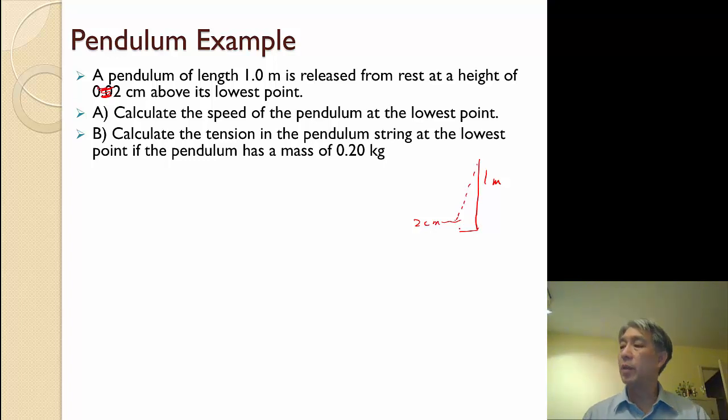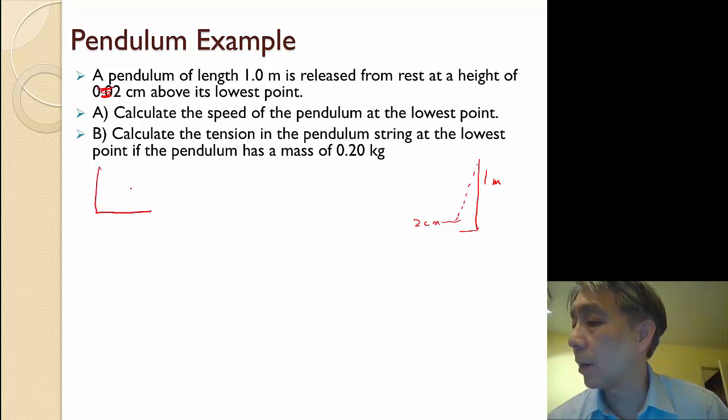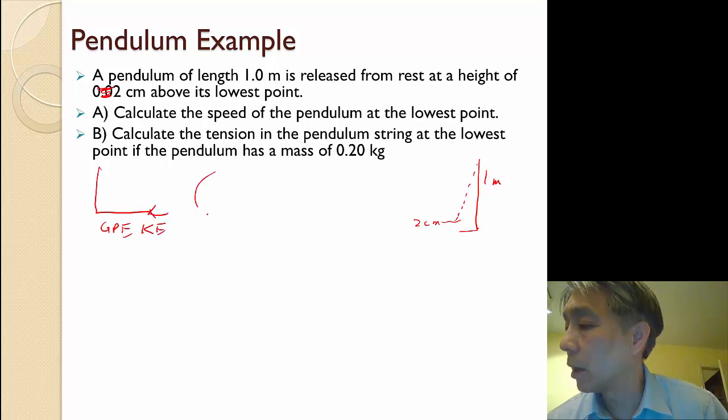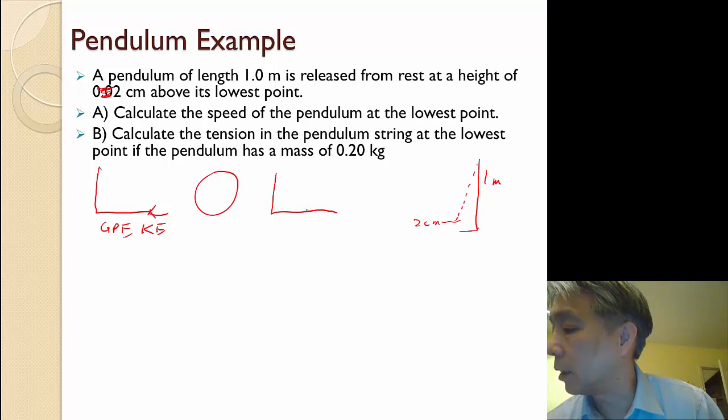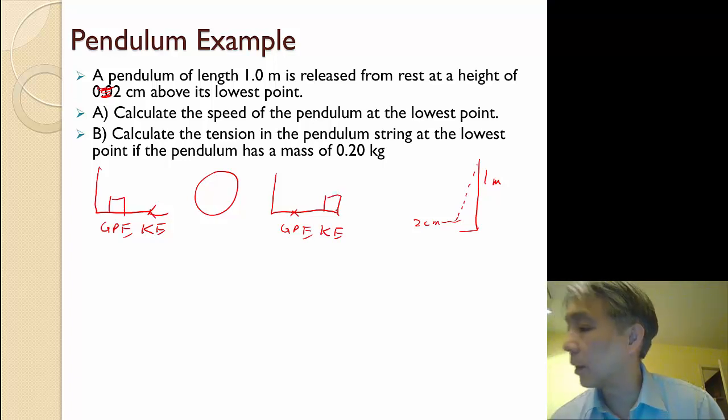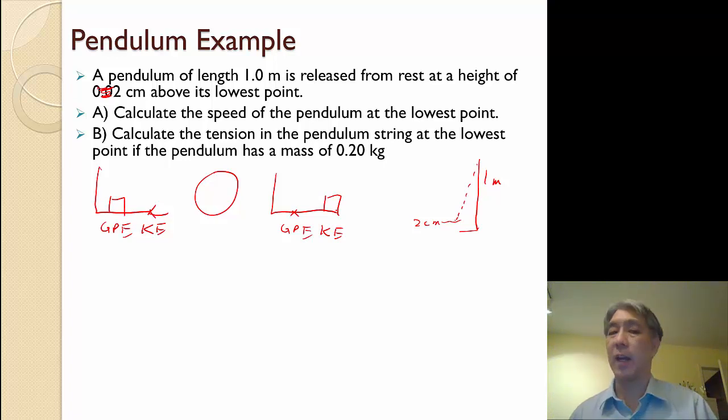Okay, so calculate the speed of the pendulum at the lowest point. Conservation of energy is great for calculating speed. Not so great for calculating velocity because energy is a scalar. But in the beginning, I'm going to have GPE, but no KE. And at the end, at the bottom, my GPE will be 0, and my KE will have a value.